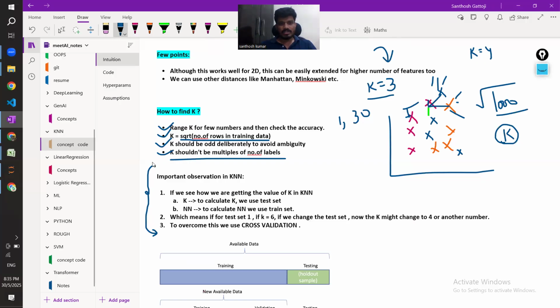We usually do not find this in any tutorial, but in some tutorial I found this, and it is a very interesting point. When we say KNN, K is one part, NN is one part. From where are we getting K, from where are we getting NN? It is very interesting to understand. K is the number of nearest neighbors, the best number of nearest neighbors which is working.